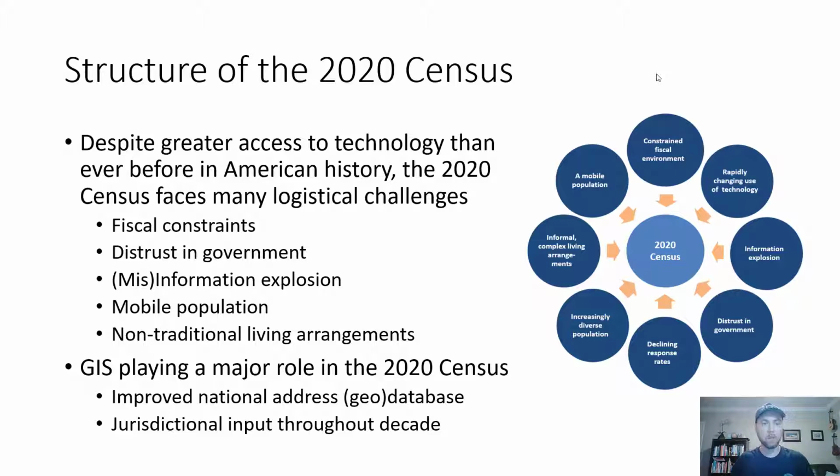That being said, GIS is playing a major role in the 2020 census. Some of the various programs I mentioned before, like the Count Question Resolution Program, have essentially improved the National Address Geodatabase so that it's easier for enumerators to locate houses and count the people there. And jurisdictions obviously provide input throughout the 10-year period.